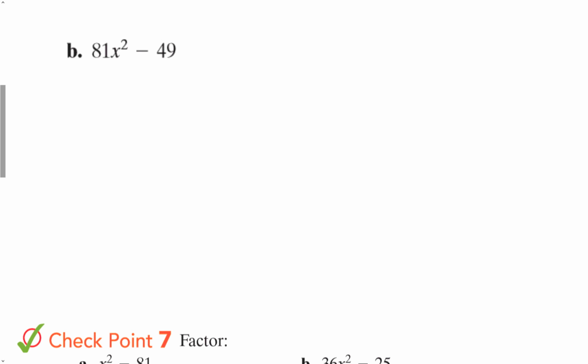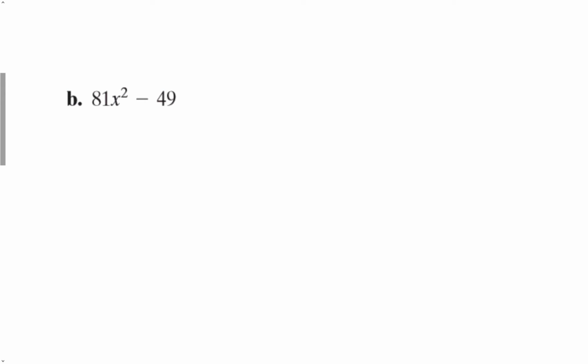When there's a number in the front, we can factor this in the same method. Okay, we just check, are both of them perfect squares? And they are. It's 9x and 7, 9x plus 7. Doesn't matter which one you start with, right? Because of the commutative property, we can go either way.